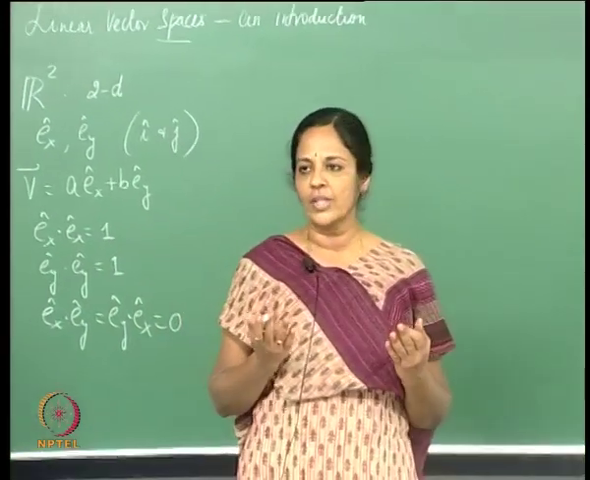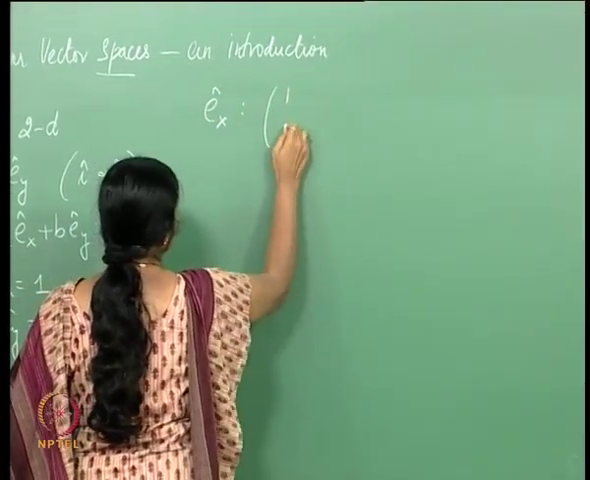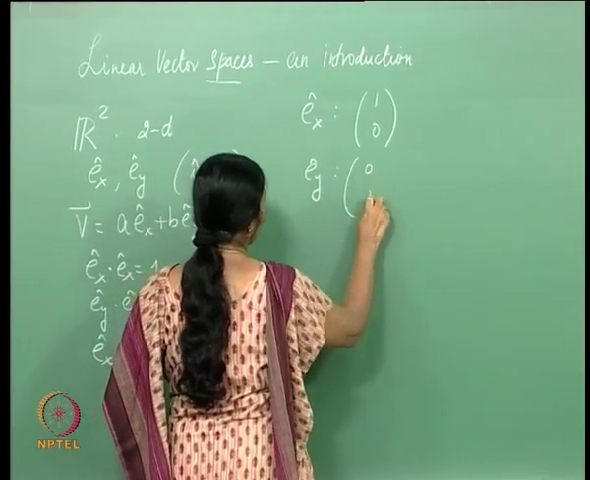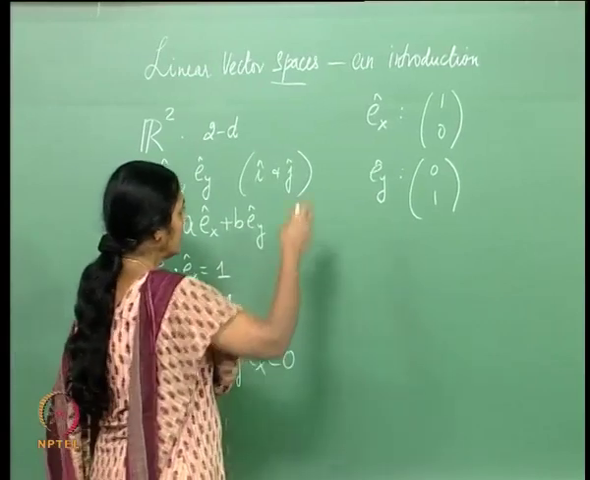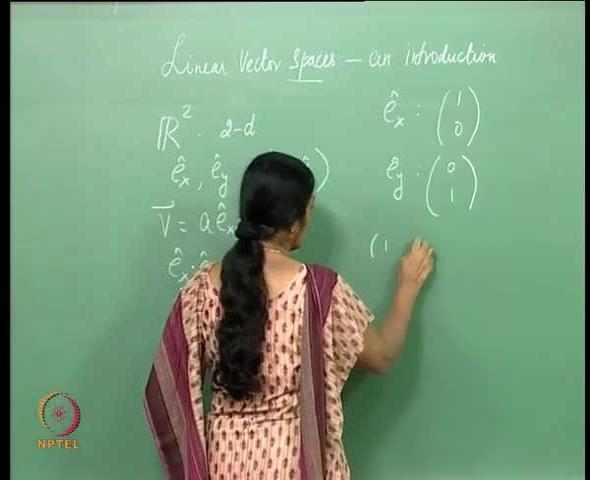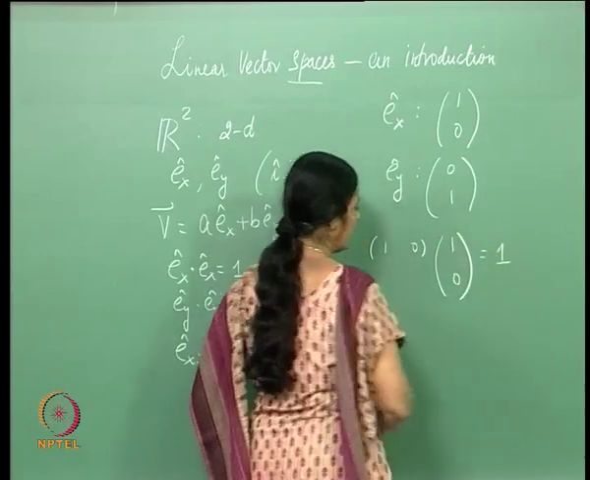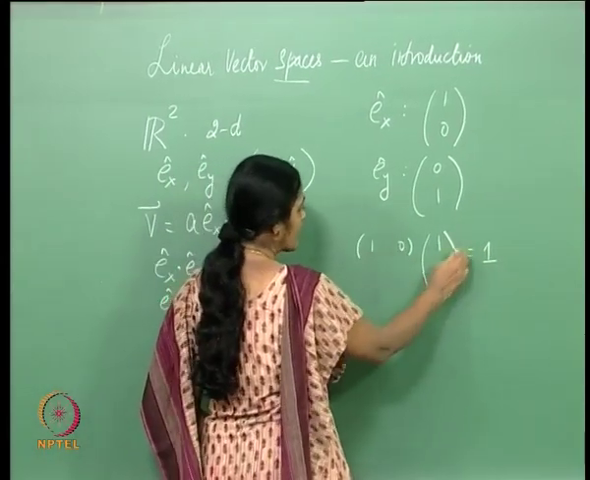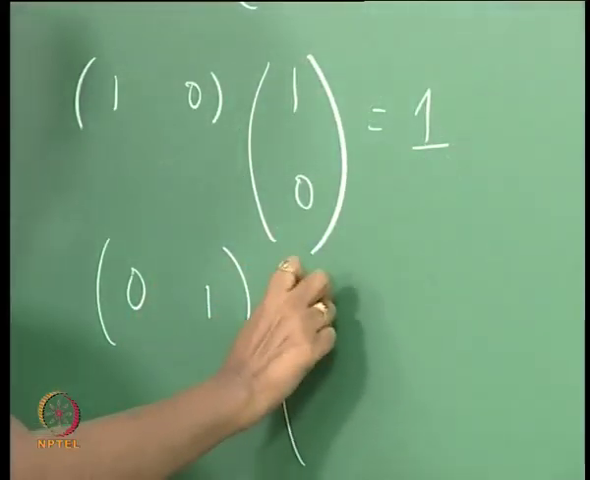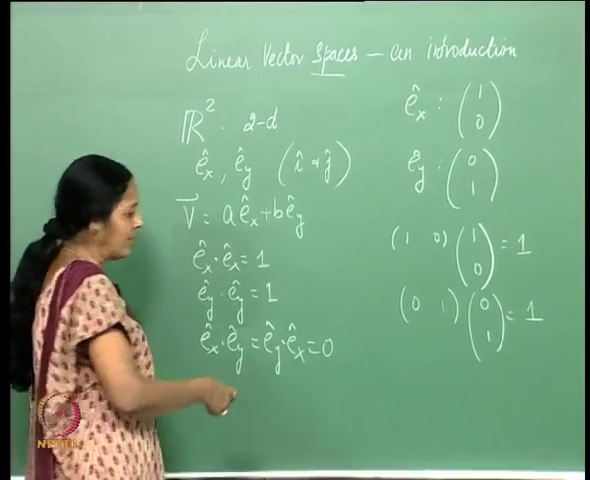I could give a different notation. I could say the following. Represent Ex by the column 1, 0 and Ey by the column 0, 1. Now, if I did that, how do I generate the number 1 from this? Well, certainly if I take the row vector 1, 0 and multiply it with the column 1, 0, I get 1. So that's the same as saying that Ex dot Ex is 1. Similarly, if I did this, that too gives me 1. And that's the same as saying that Ey dot Ey is 1.